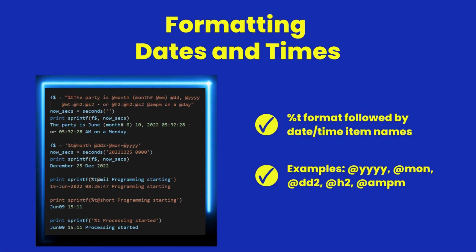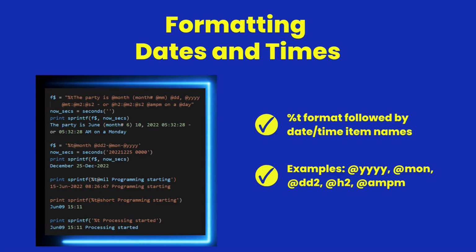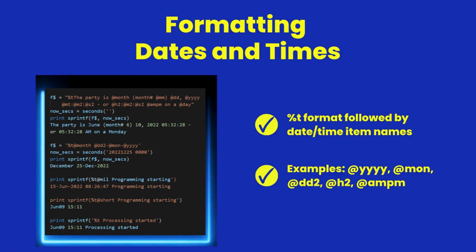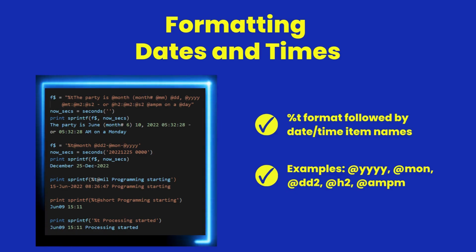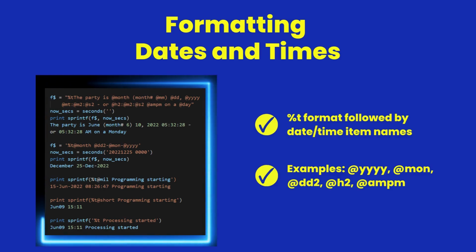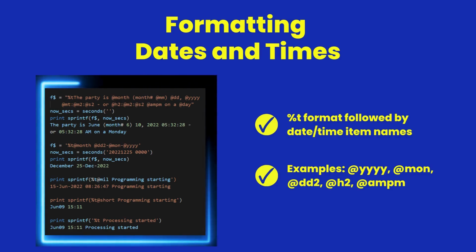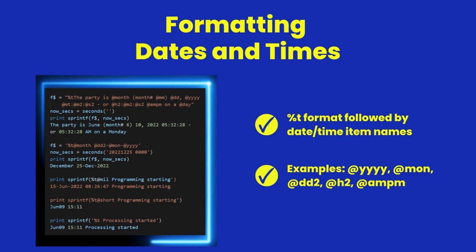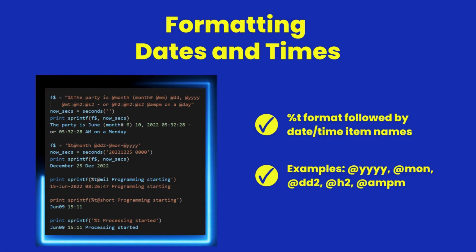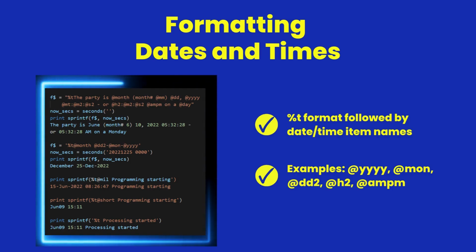Formatting dates and times is done using %t followed by date and time item names such as @YYYY for a 4-digit year or @mon for the short month name. For example, SPRINTF %t the party is at @month @DD, @YYYY, seconds, might output the party is June 10, 2022.